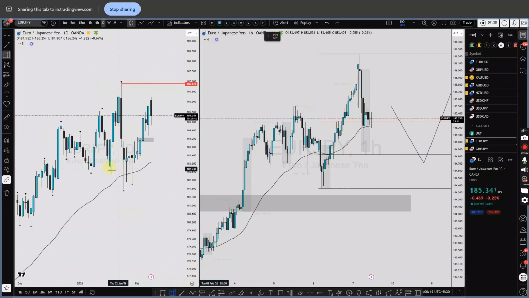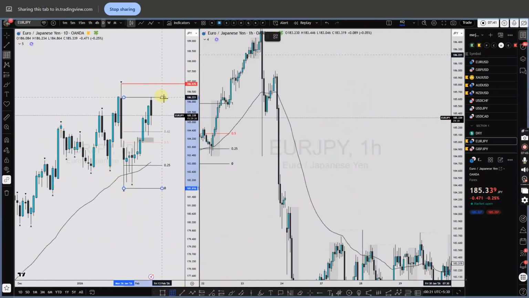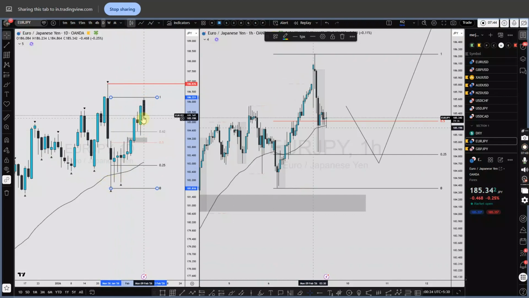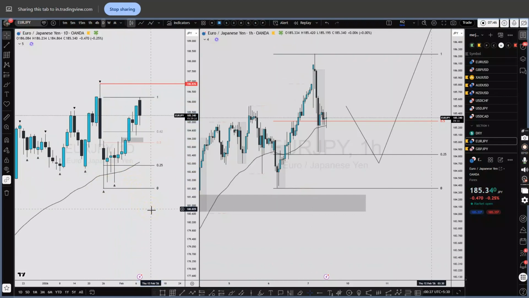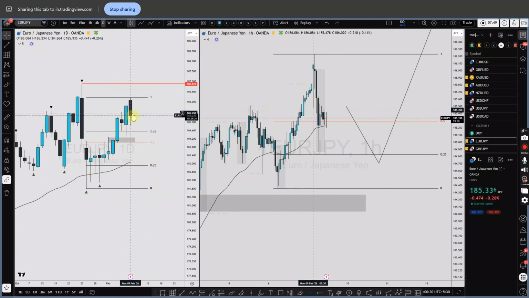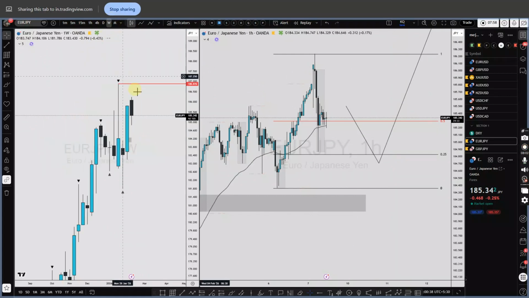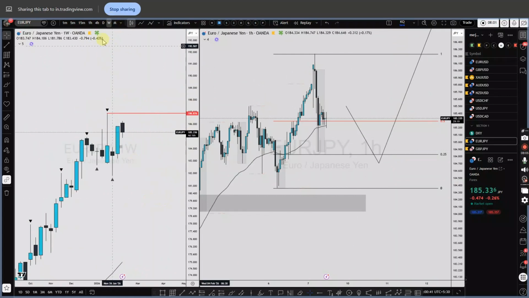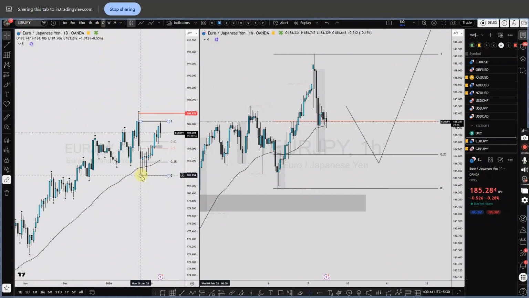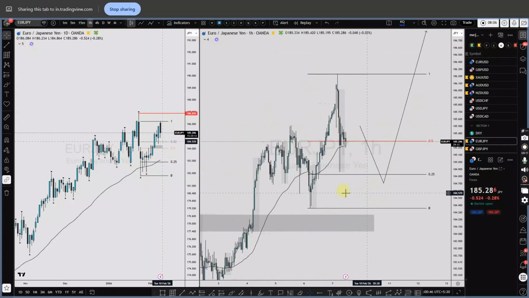Even though it created a breakout structure, if we drop a Fibonacci on this impulsive move, because we're currently strongly trading above 50 EMA, then we can see we are just trading towards the 38.2 level. So price is still in a very premium range. Yeah, let's see. But this setup actually looks more valid.